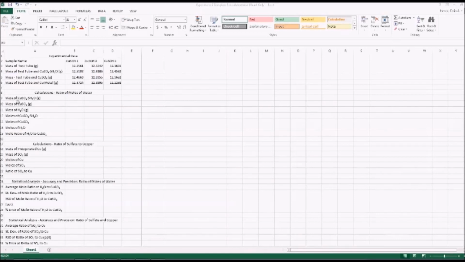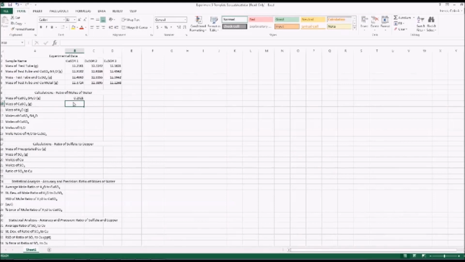The Excel template shows all the values that we must calculate in order to determine the empirical formula. The first one we want to do is find the mass of the hydrated copper 2 sulfate for the 3 trials. In order to do that, we simply click on this cell. We type equals so that Excel knows that it needs to do a calculation. We take the mass of the test tube and the hydrated copper 2 sulfate, and we subtract the mass of the test tube. When enter is clicked, it will give us the mass of the hydrated copper 2 sulfate.